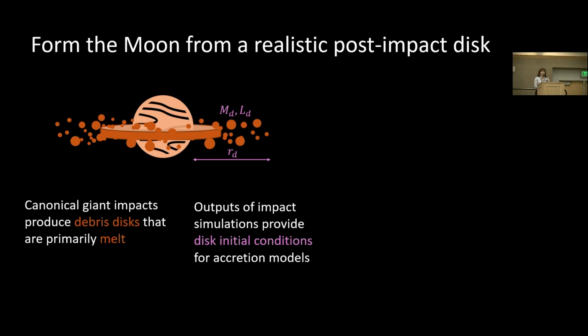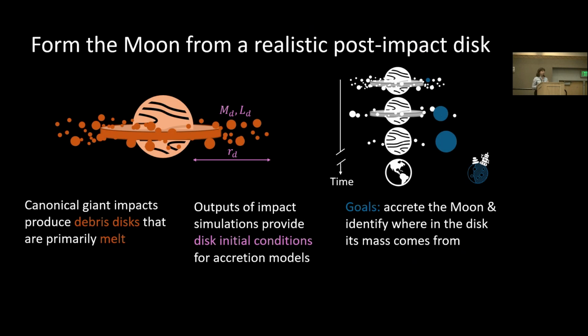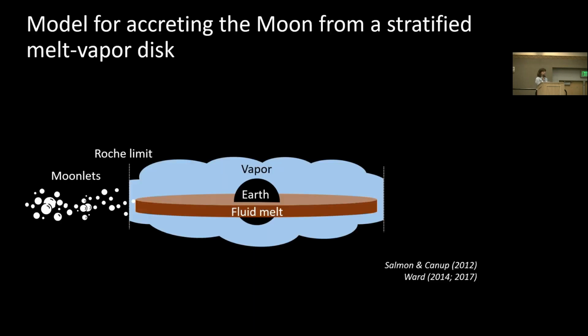So we have one criterion for forming the moon, and that is to make a moon with the right mass. It's the only thing on our wish list, our only goal. And then from there, we identify exactly where in the disk that mass came from. This is to help with the interpretation of the elemental and isotopic compositions of lunar samples.